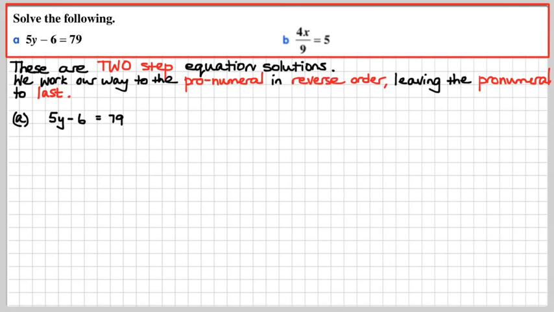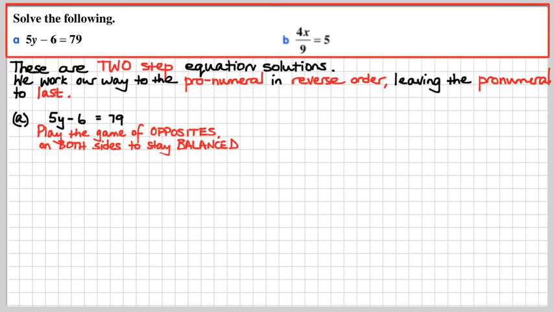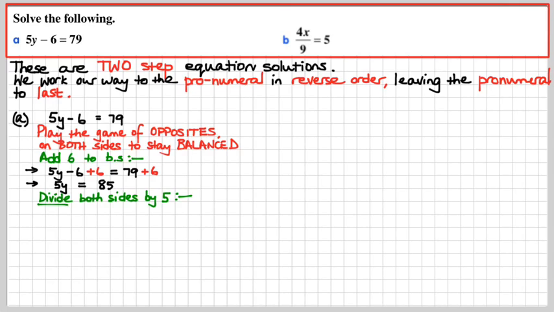Okay, so 5y minus 6 equals 79. Play the game of opposites on both sides to stay balanced. We add 6 to both sides, and then the left-hand side cleans up to 5y equals 85. Now we're going to do the game of opposites again, dividing both sides by 5. And we get that. Now, that's going to cancel there. And on the right-hand side, 5 is going to go into 85 17 times. So we can now do a clean-up line to say that y is equal to 17 over 1, or just 17.